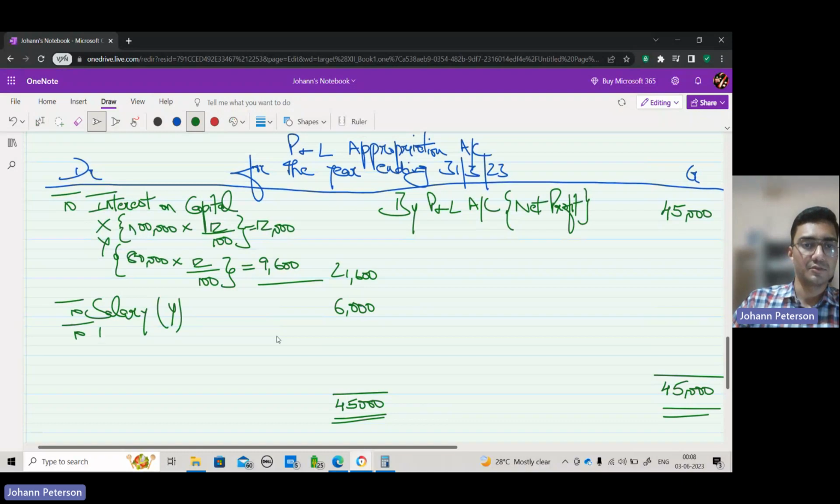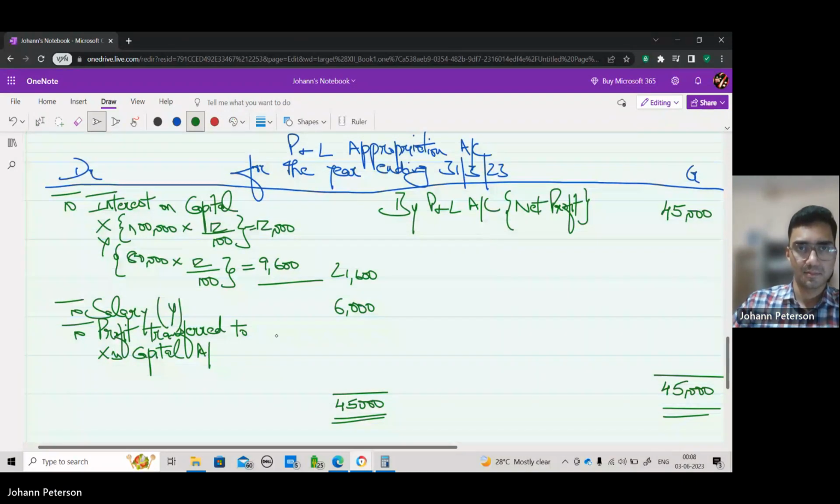Balancing figure will be a profit. So to profit transferred to partners' names, X's capital account and Y's capital account.